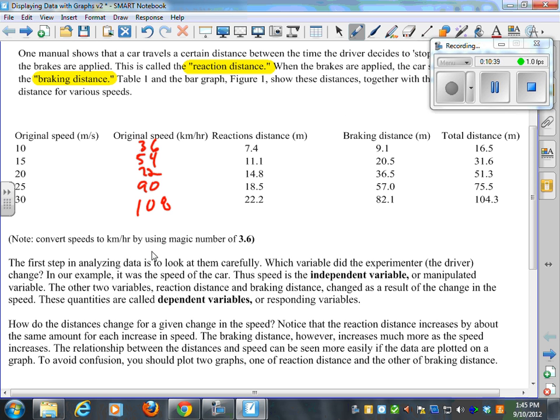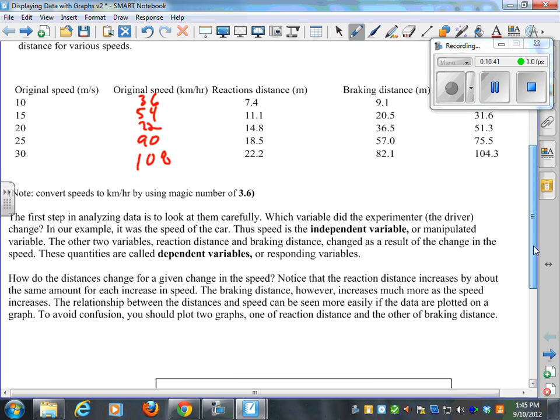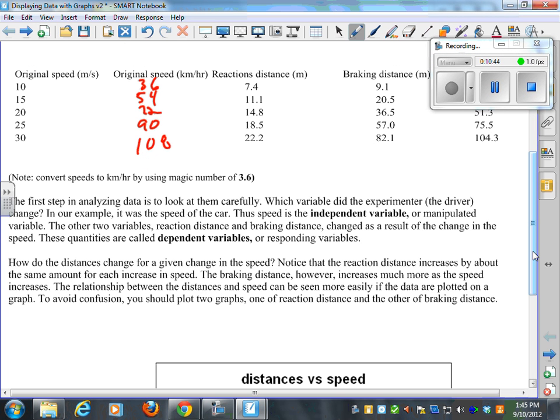Okay, so we've converted the speeds. The first step in analyzing data is to look at them carefully. Which variable did the experimenter or the driver change? In our example, it was the speed of the car. Thus, speed is the independent variable. Where's my highlighter? The independent variable. You've probably heard about independent, dependent variables, right? Yes. Okay. So the one that is changed in the experiment is the independent.